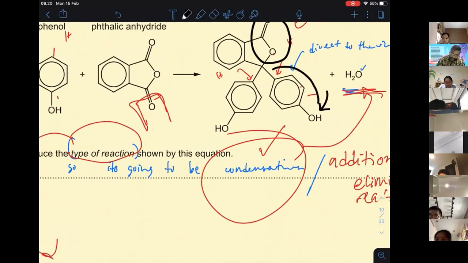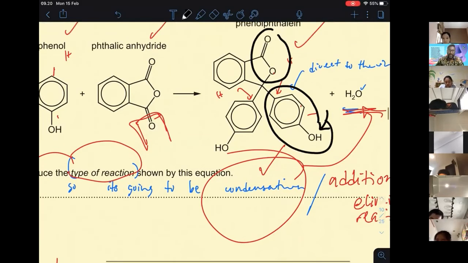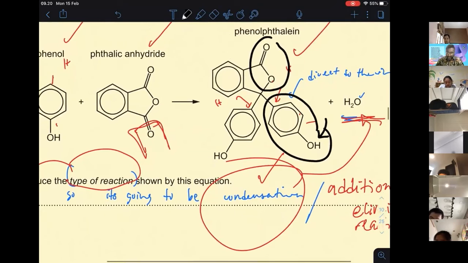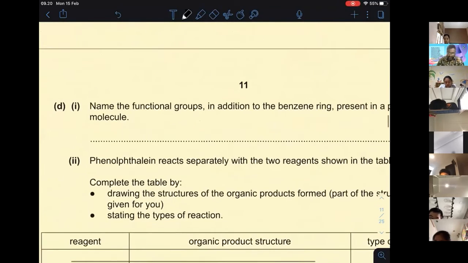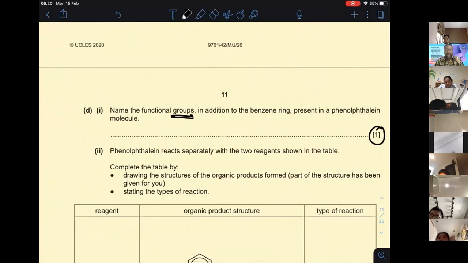So here, rather than just simply mentioning them as hydroxyl group, it is important, you can check in your marking key. They don't actually mention it as hydroxyl group, they mention it as phenol. So please take note of this. Name the functional groups, please remember there is more than one. Even though it's only 1 mark, they are expecting more than one. So one is going to be ester, another one is not hydroxyl group, it must be phenol. Please be very, very careful in this.